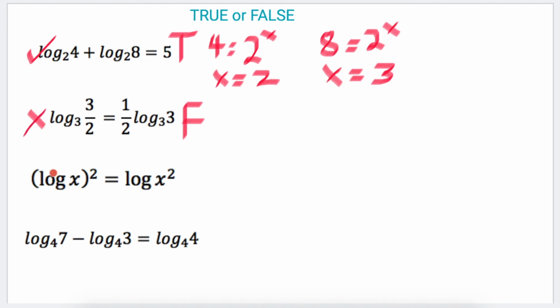The third statement, we have log of x inside parentheses squared and log x squared. So the difference here is that you're squaring the logarithm, and in the second expression you're only squaring the x term. So these two expressions are not the same. So this is false. And the final statement, log base 4 of 7 minus log base 4 of 3 is equal to log base 4 of 4. So in this case, they just subtracted 7 minus 3 to get 4. Now this is false. If you want to simplify a difference of logs, you need to divide 7 by 3. So the final statement is not true.